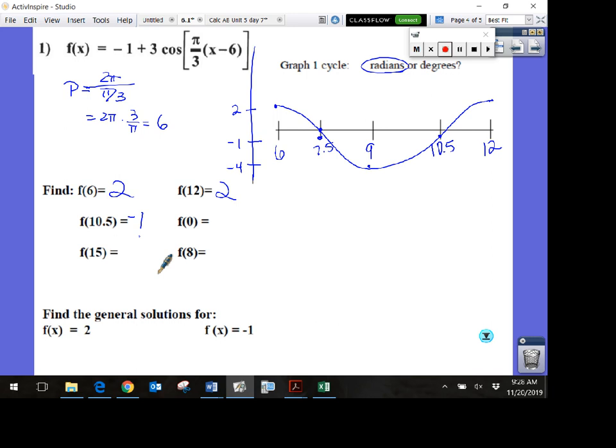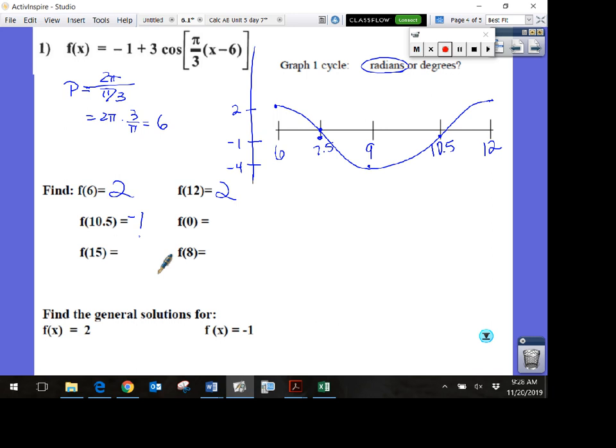Now, 0, 15, and 8. Those are not on our graph. But depending on how you can see this graph and what you know about sine and cosine graphs, you can determine, okay, can I find that out with this graph, or do I need to plug it in? Either way works. You can always plug it back into the function. If it's a non-calculator problem, it will always end up being something on your unit circle that you can evaluate.